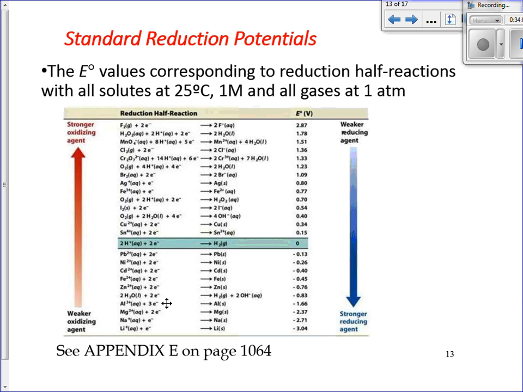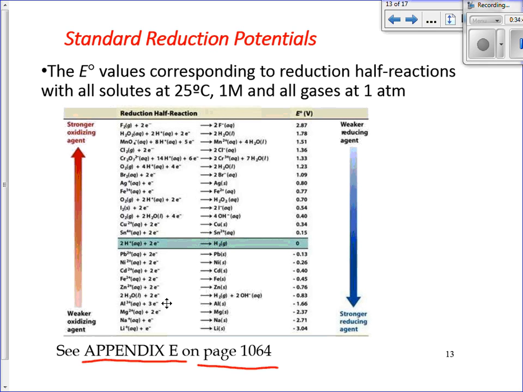And as you can see, this is a nice table here. The one in your book that you're going to be using is in Appendix E on page 1064, okay? And they used to, on the AP exam, give you the whole list and make you look it up. Now they're kind of a little nicer, where they will actually just put the ones that you need in the problem itself. But the standard reduction potentials were created off of hydrogen, the standard hydrogen electrode. Just a little note as to where they came from, okay?